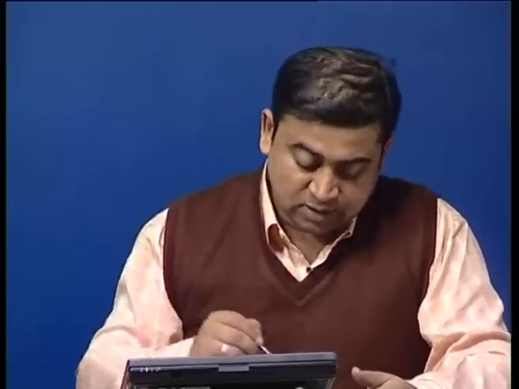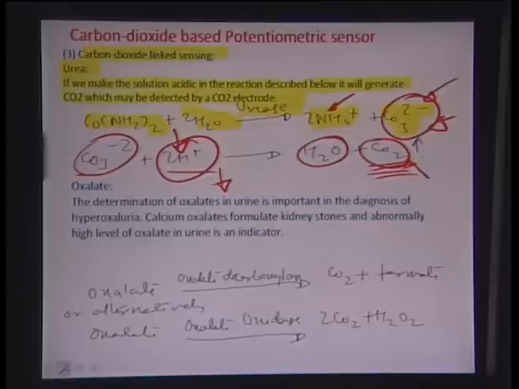Another important aspect is oxalate measurement. We are all aware of this critical problem related to kidney stones. That is essentially also medically known as hyperoxaluria.